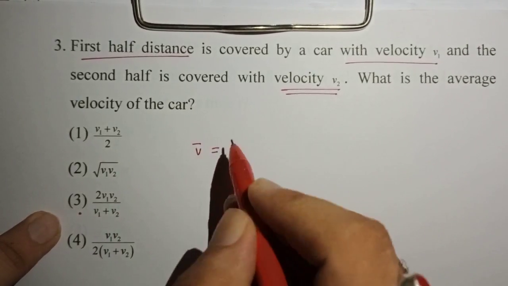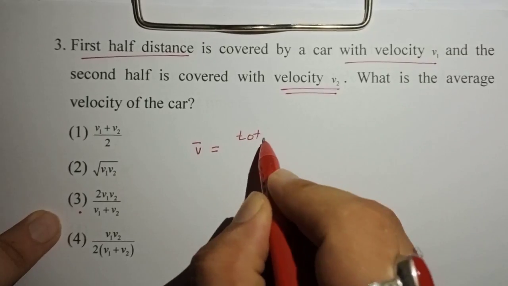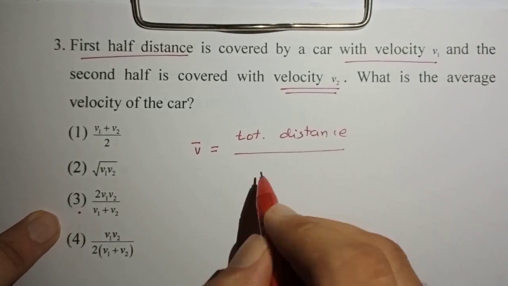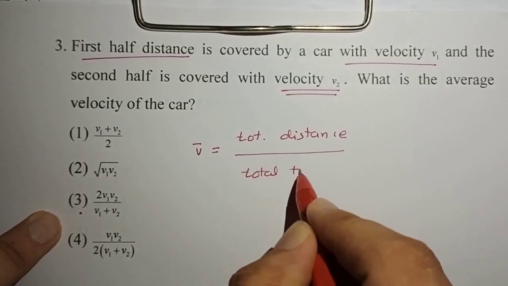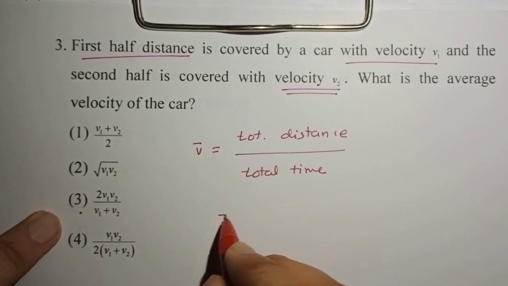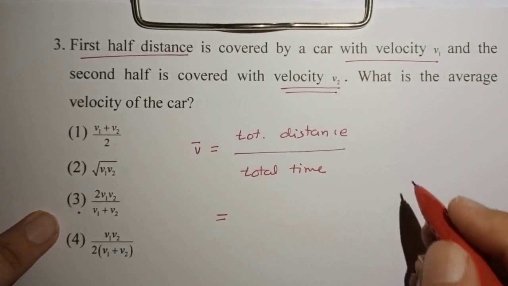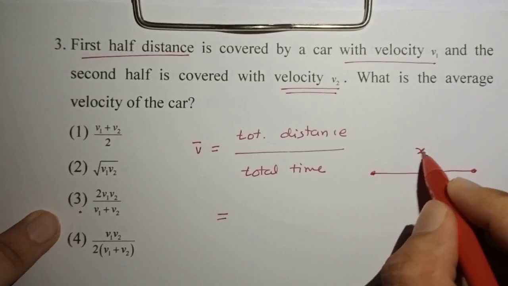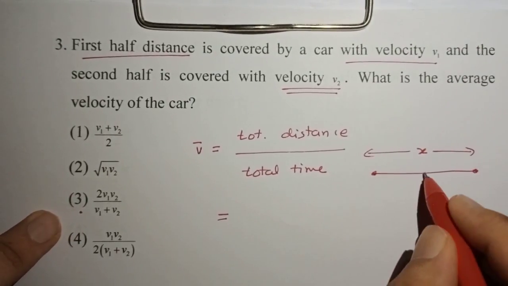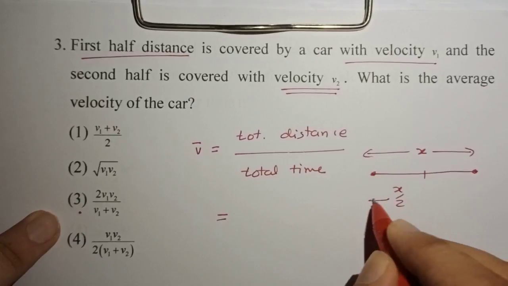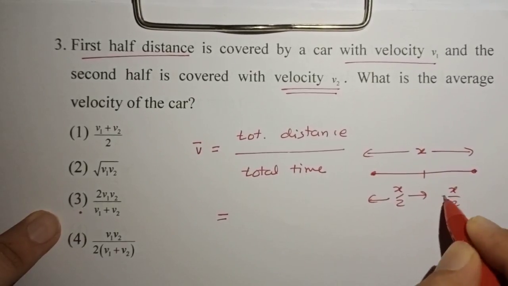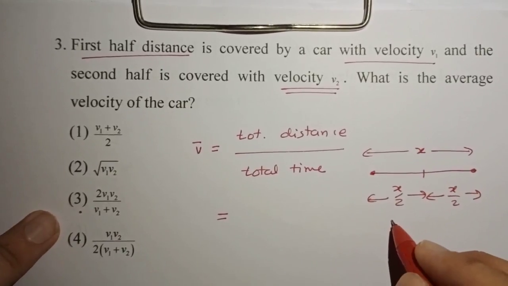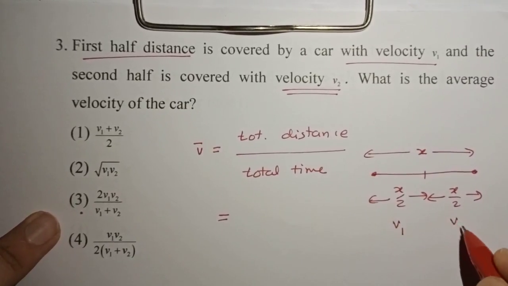Average velocity is equal to total distance traveled divided by total time taken. So we will consider the same situation. Say the total distance is x. This is the first half of the distance, x by 2, and this is the next half of the distance, x by 2. The first half is traveled with velocity v1, and the next half is traveled with velocity v2.